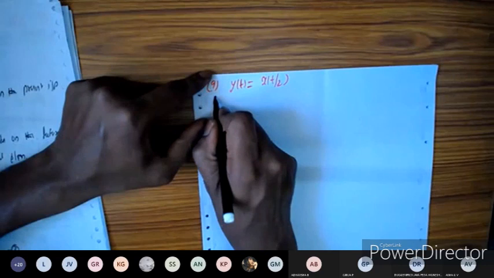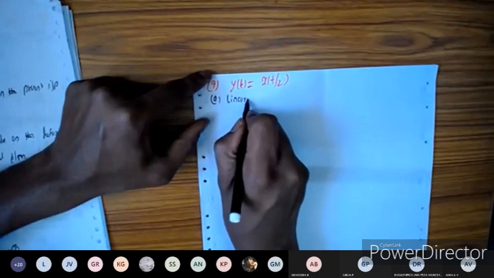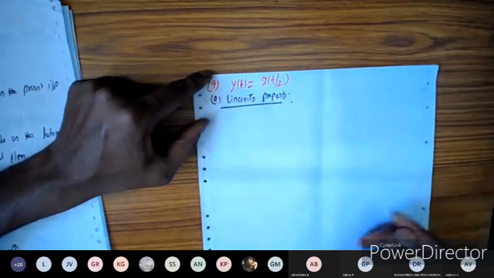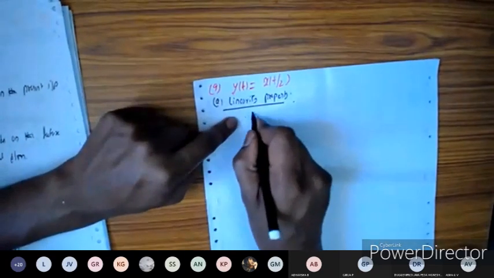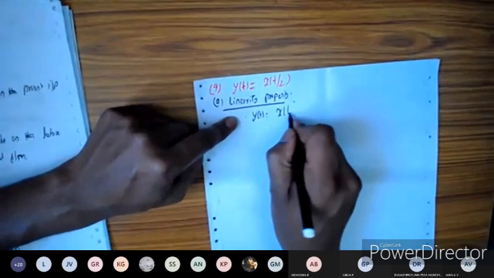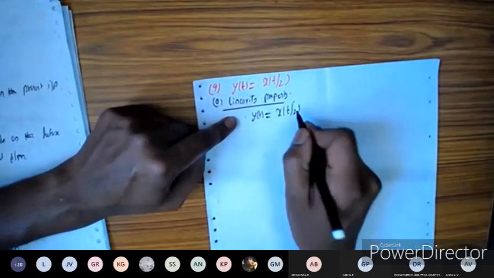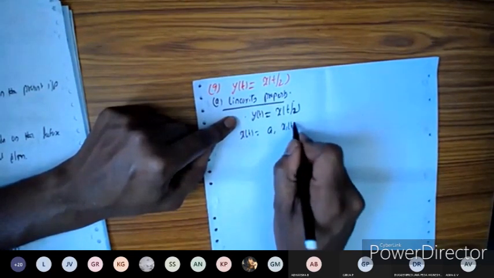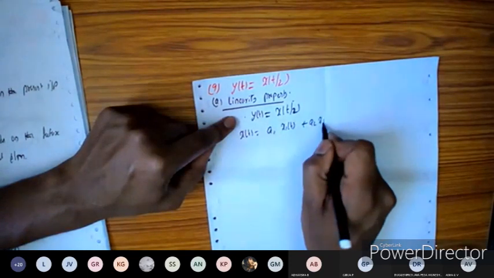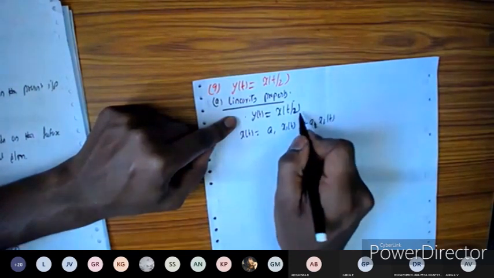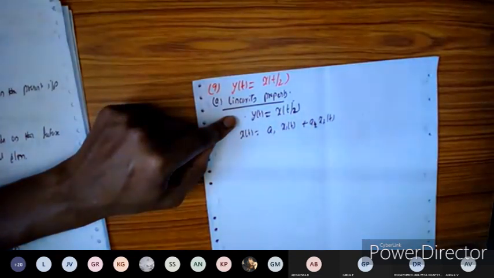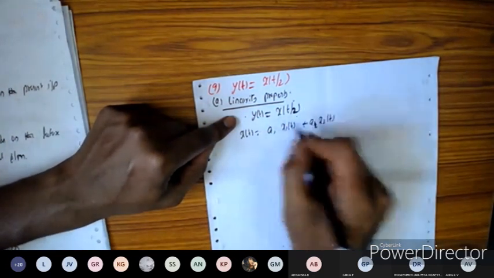Okay, so let us find out the first one, which is called the linearity property. Let us verify it here. The given system is y of t is equal to x of t by 2. Let us substitute x of t is equal to a1 into x1 of t plus a2 into x2 of t. What the given system does, if you use x of t as the input, is scale the time by 1 by 2.